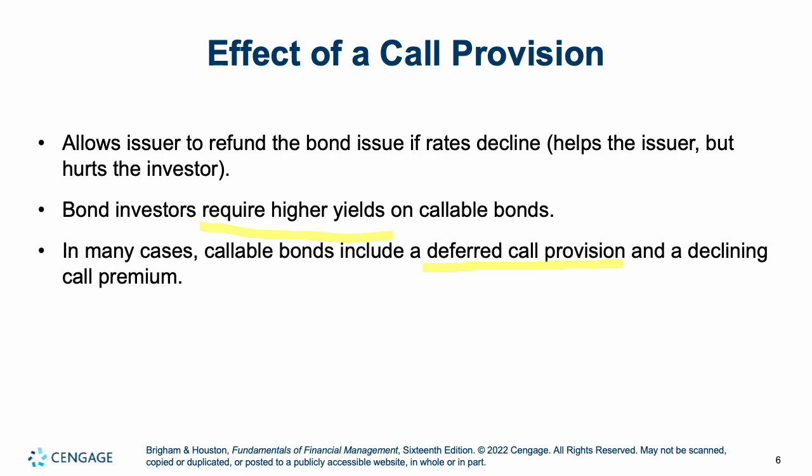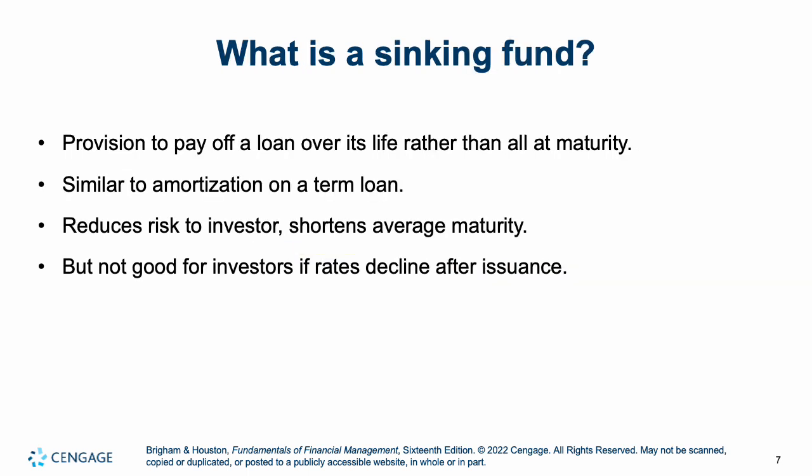So callable bonds do have protections in the sense that it's not going to get called back immediately. But if a bond is callable, one thing to realize is investors are going to want a higher yield than a non-callable bond. What's a sinking fund? A sinking fund is the provision to pay off a loan over its whole life rather than all at maturity. So it's similar to amortization on a term loan. It reduces risk to the investor because bonds are being taken out of circulation, therefore it's shortening the average maturity.